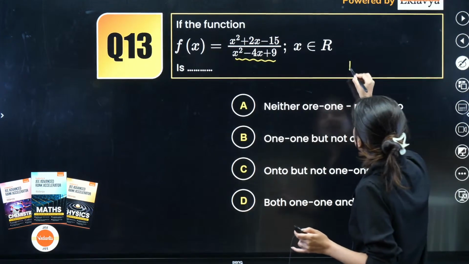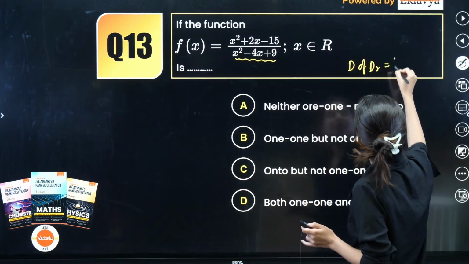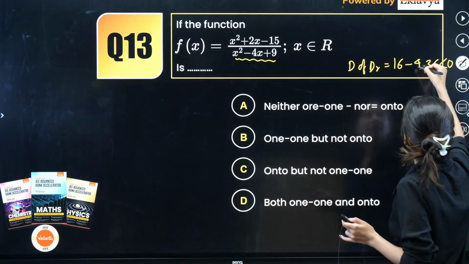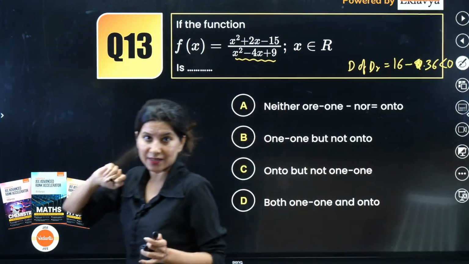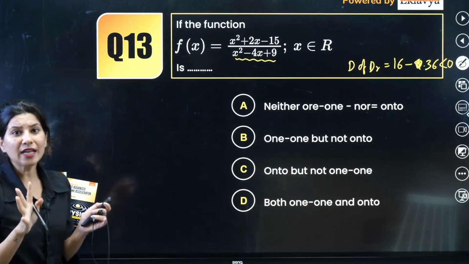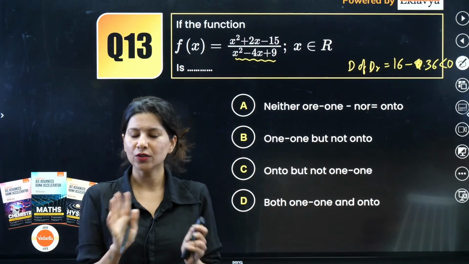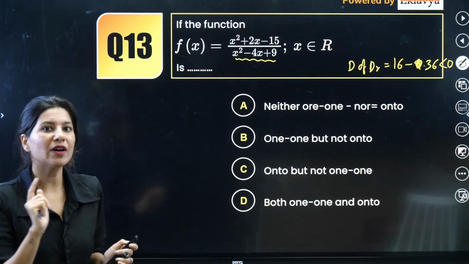So first of all, let's calculate the discriminant of the denominator. How do I do that? 16 minus 4 9s are 36. So this is 16 minus 36, this is less than 0. That means I cannot split this. Now what I'll be doing is trying to draw a rough graph out of it, not the specific graph, but a rough graph. It will tell me whether my function is 1-1 or not.